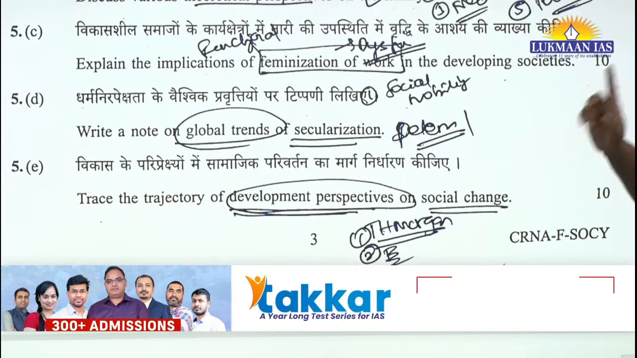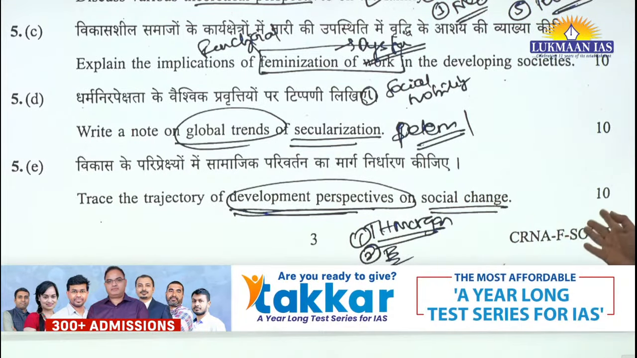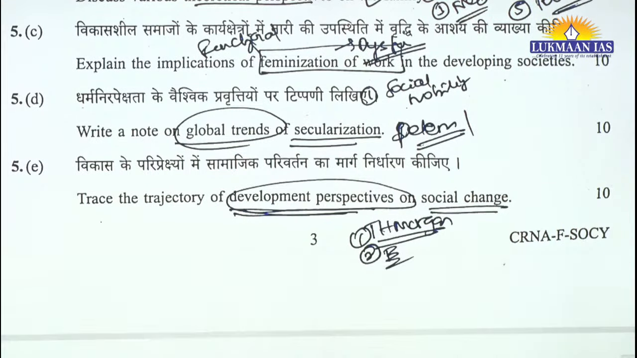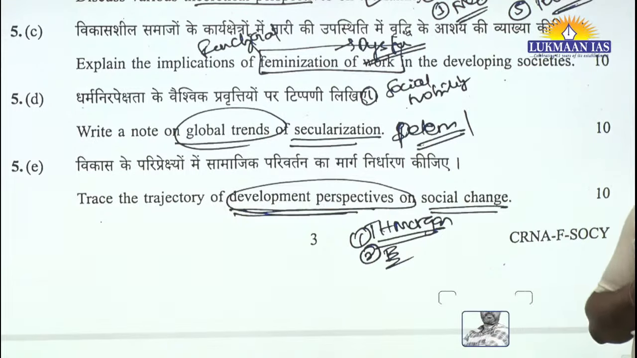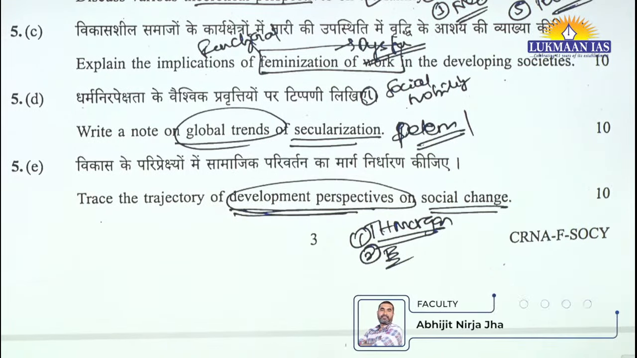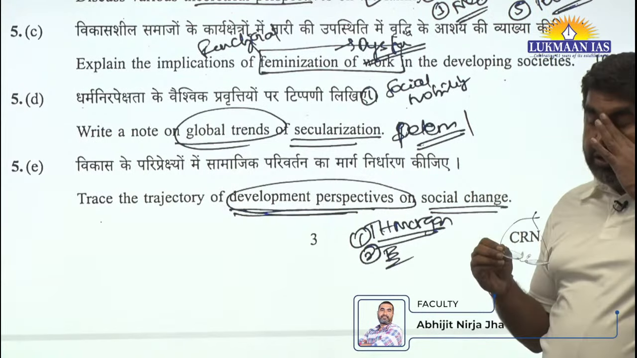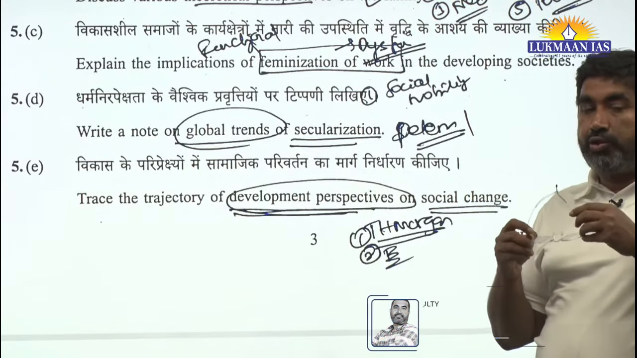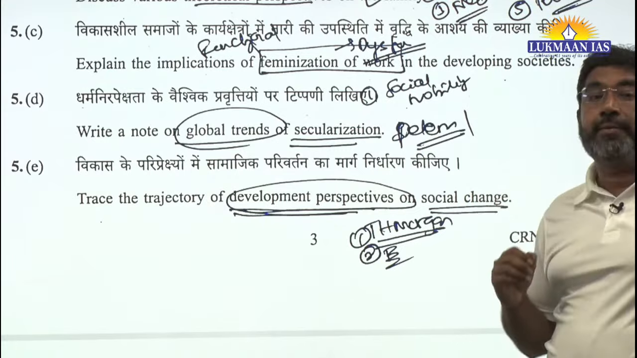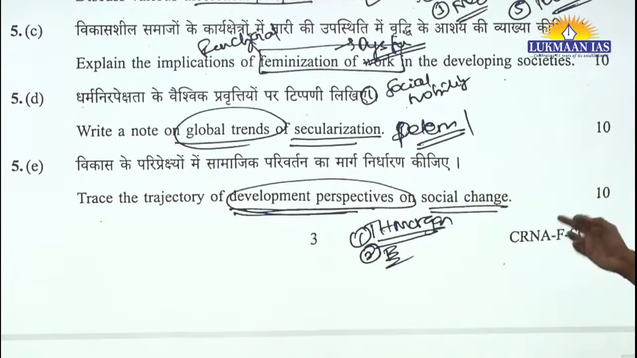Further, it is more about understanding developmental perspectives. Are you going to write modernization theory, world system theory, developmental and dependency theory, because they are part of social change also? And how will you justify it? Because the trajectory, how it is following and how it is not following, is the main line of the question. So you have to write everything in 10 marks.